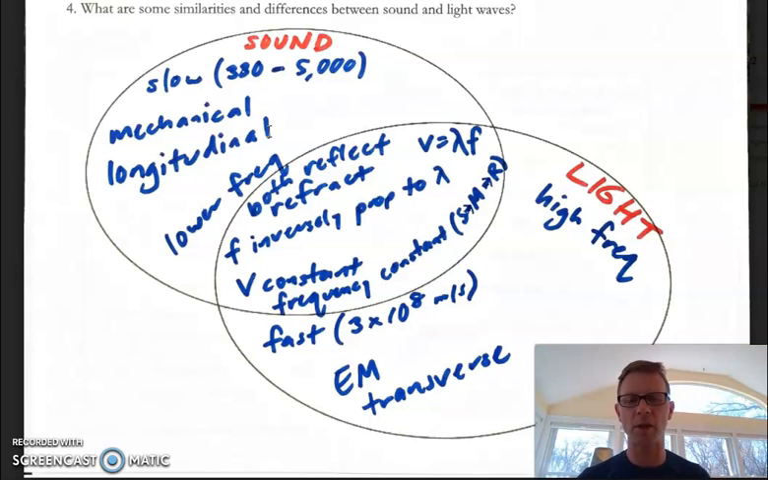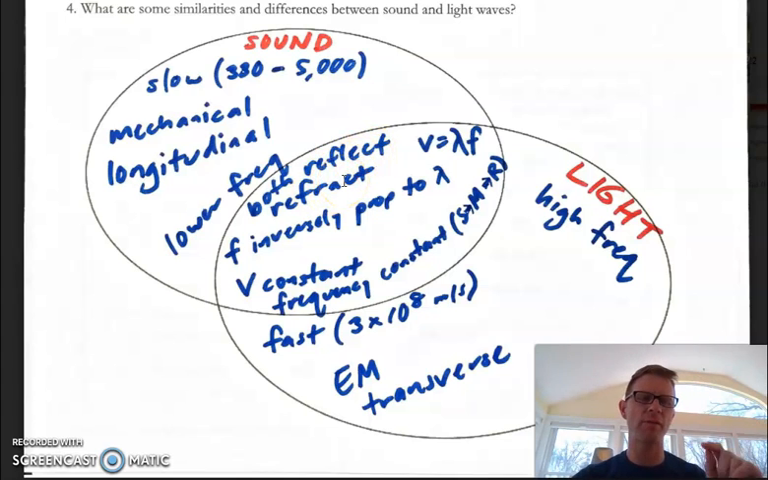But light doesn't always have to be particles. It's electric and magnetic fields, actually. Sound tends to be lower frequency. Light can be super, super high frequency. So both of them, though, can reflect and refract.